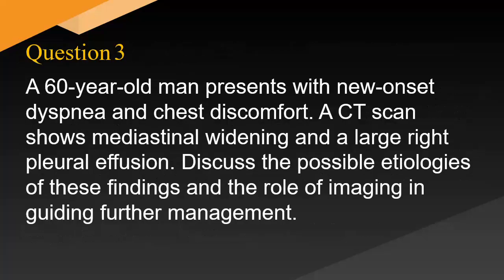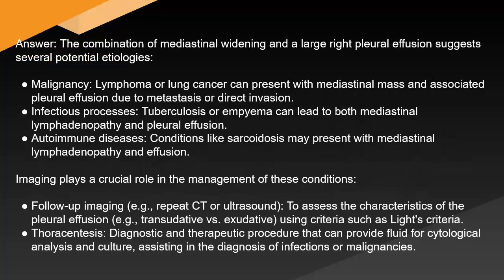A 60-year-old man presents with new-onset dyspnea and chest discomfort. A CT scan shows mediastinal widening and a large right pleural effusion. Discuss the possible etiologies of these findings and the role of imaging in guiding further management. Answer: the combination of mediastinal widening and a large right pleural effusion suggests several potential etiologies.